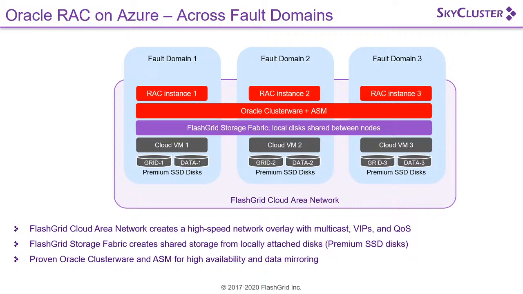And the answer is that in most cases the performance is still good enough and fast enough because the latencies between availability zones, even though those are separate data center buildings, are typically under 1 millisecond. So it's still good enough both for storage and for the cache fusion traffic. But if super fast performance is needed, then you can use the fault domains approach.